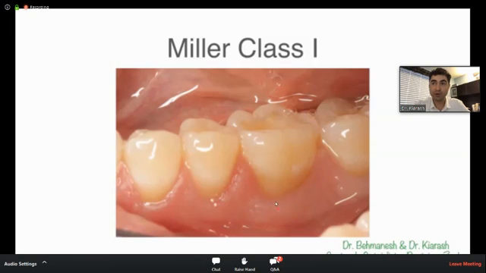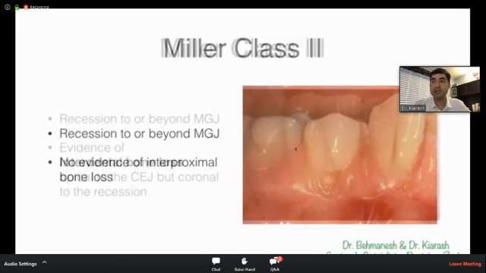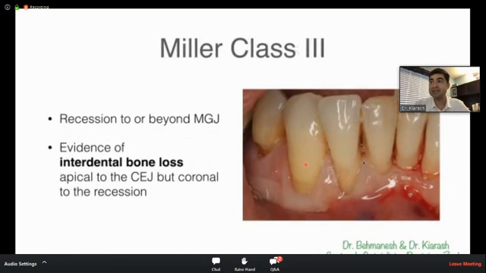So it's short of the mucogingival junction. That's a class 1. A class 2 is when the recession actually meets the mucogingival junction. Now, in both of these cases, the class 1 and the class 2, we have zero loss of interproximal tissue. Once we start getting loss of interproximal tissue, let's say in a case like this here or a case like this, we're entering into class 3.